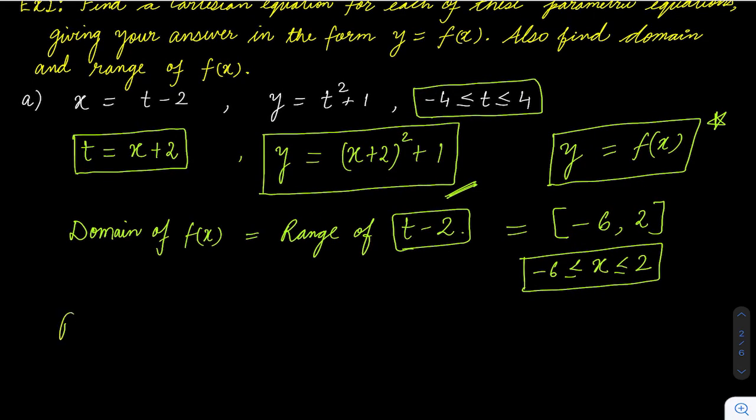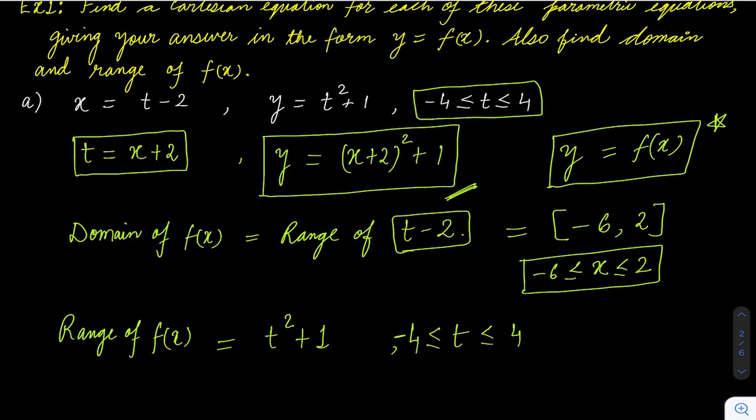Okay, now we have to find the range of f of x. So range of f of x means we have to find the range of y. y means we have to find basically the range of t square plus 1. And t is given as -4 to 4. So now you have to think a little bit. Now there are 2-3 ways to do this. One is you can just think about it and using some logic you can answer. Or the second way is if you are comfortable with quadratics. As you can see, t square plus 1 is nothing but a quadratic. So you can just make a quadratic graph and then you can find the range.